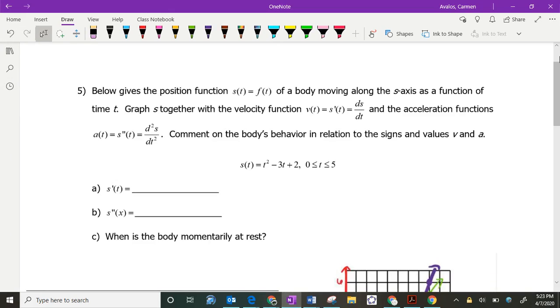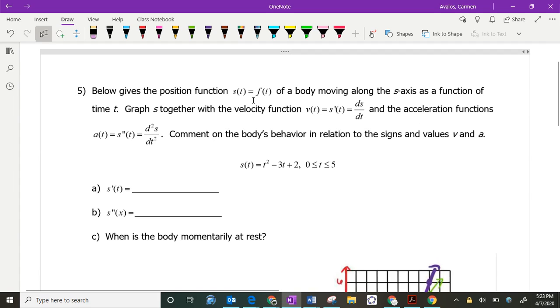Okay, problem number 5. On this one here, it tells us that we have a body that is moving and it's being described by a function s of t, which is the same as f of t. But this one is talking about the position function, which is what they usually use, s of t. So the body's moving along the s-axis or the x-axis as a function of time t. We're going to graph the function s, and then we're going to graph the velocity, and we're also going to graph the acceleration, the second derivative and the first derivative.